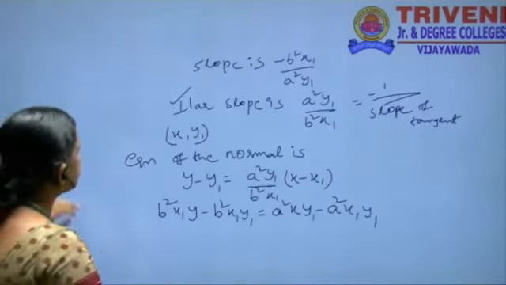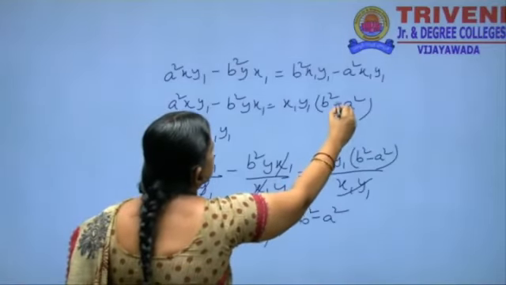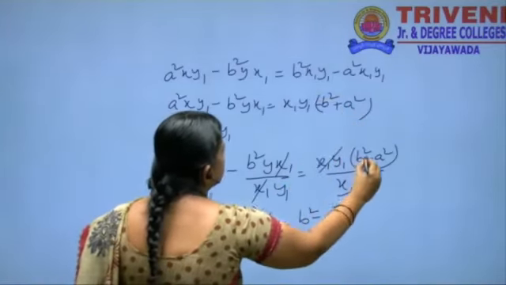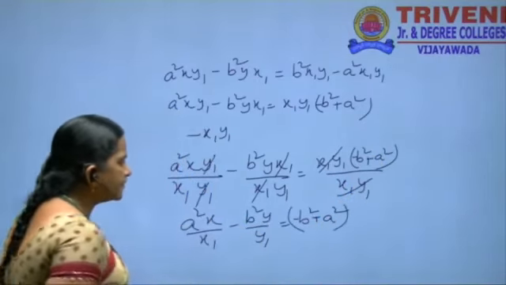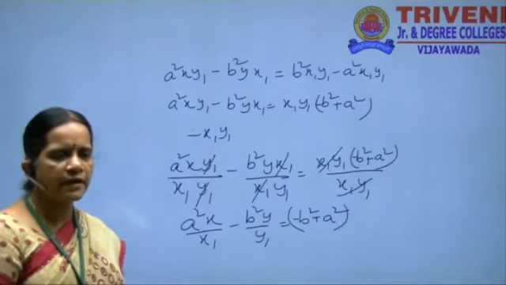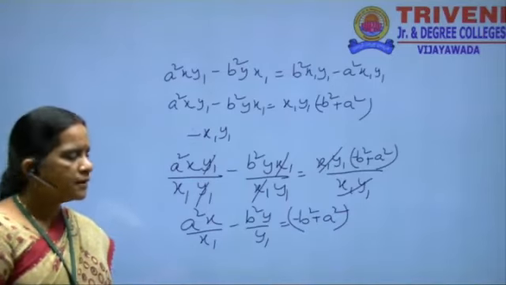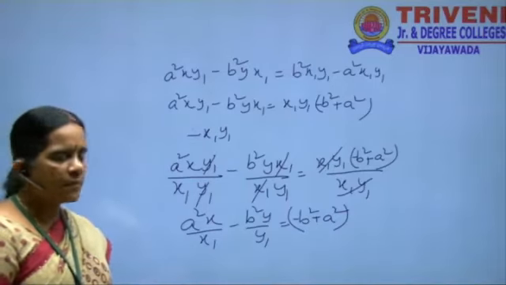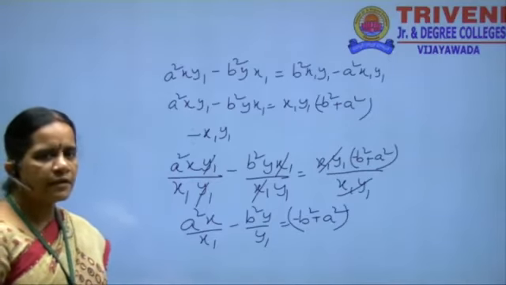This is the equation of the normal at the point P(x1, y1) to the ellipse: a square x by x1 minus b square y by y1 is equal to a square minus b square.